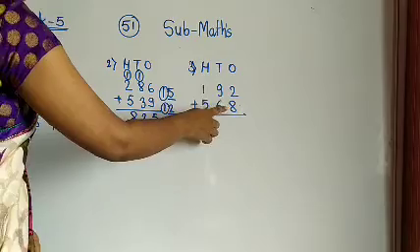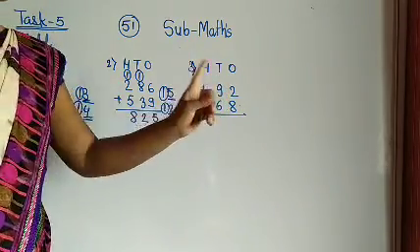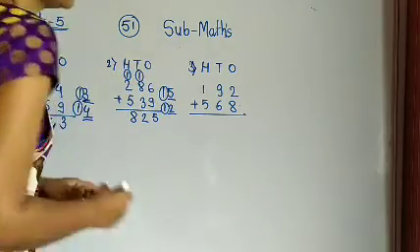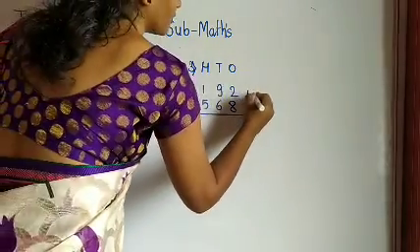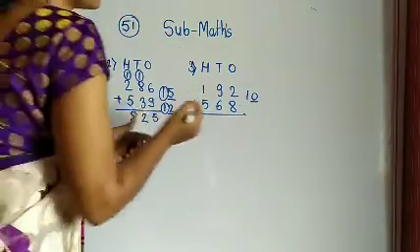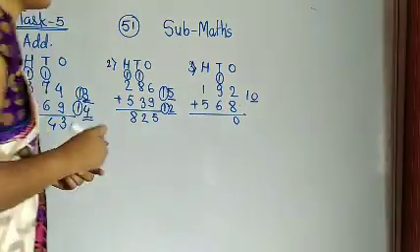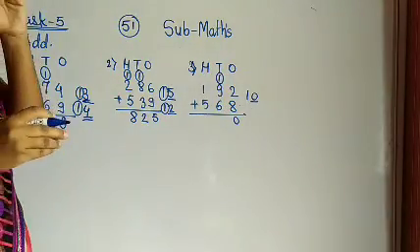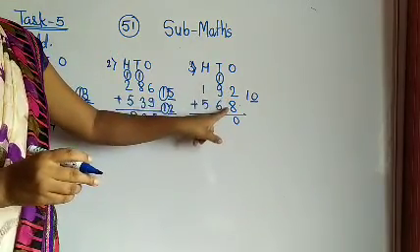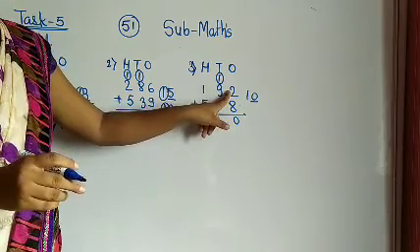Now see, 8 plus 2 is also 10 only. After 8 count 2: 8, 9 and 10. So in 10, 2 plus 8 is 10. 0 is downside and 1 will be carry forward. So student, now remember, if the number is big, what you have to do? Add only to this one.